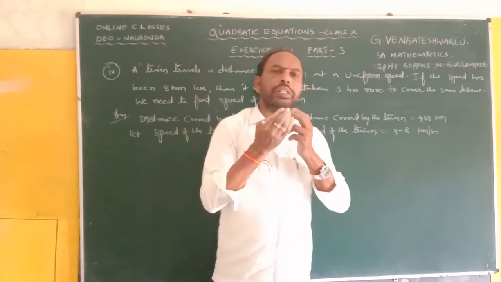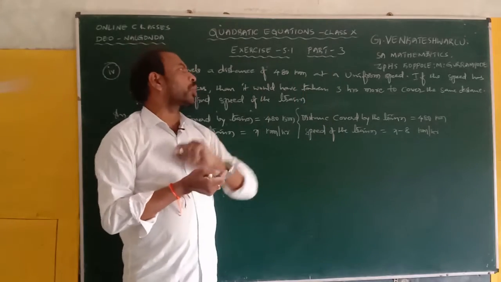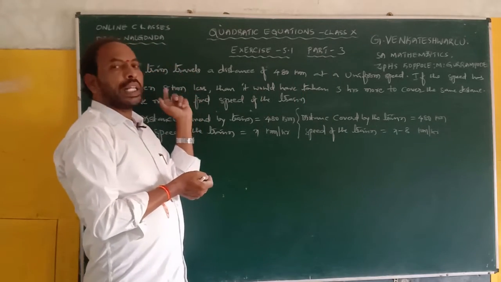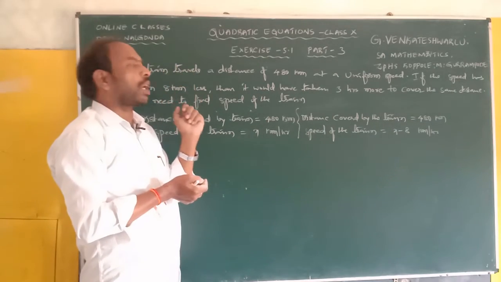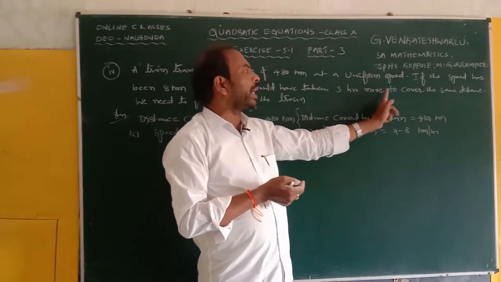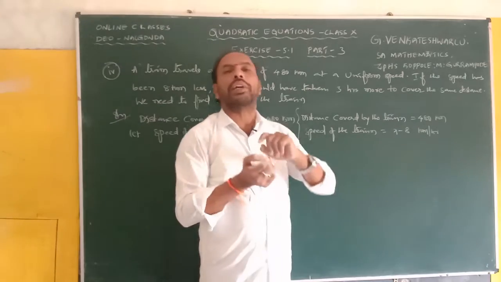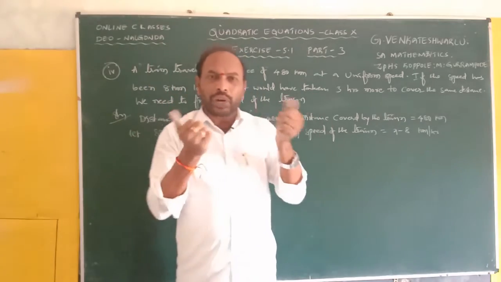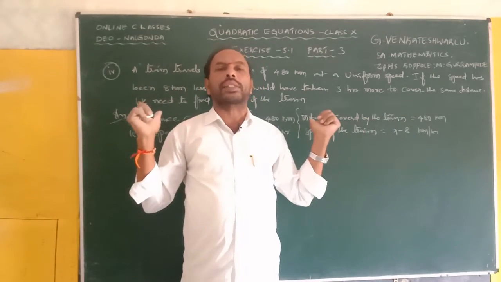So what is the third condition given in the problem? Problem lo third emi chudandi now. Then if the speed is decreased by 8 kilometers per hour, then it would have taken 3 hours more time to cover the same distance. The difference between these two cases is given as 3 hours.